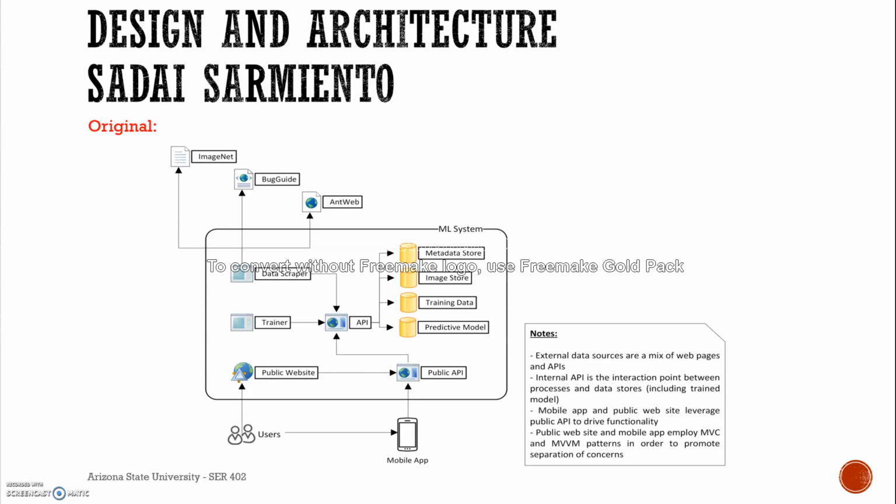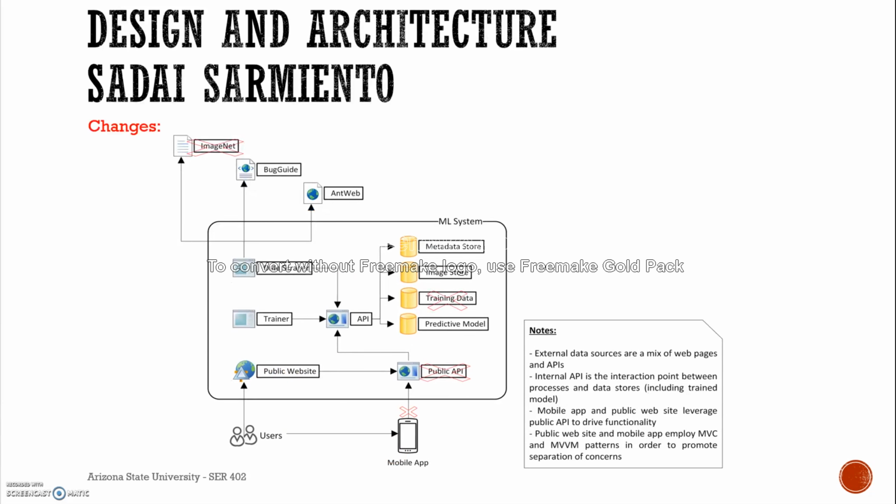I'm going to talk about the design and architecture of our system. So here's the original diagram of our system. We have 3 data sources. This is where we pull all the different images to train the machine learning model. We also have 4 data stores. We have an internal API, and then the internal API is used by these different components in order to store information into these data stores. We also have a public API, as well as a website and a mobile application.